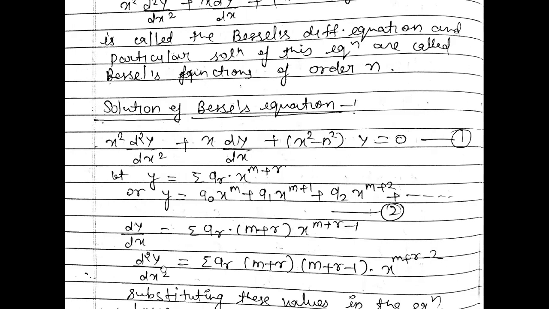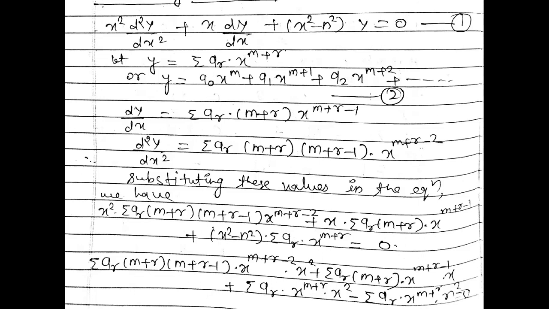Now differentiate again with respect to x. So d2y by dx2 is equal to summation a_r (m plus r)(m plus r minus 1) x to the power m plus r minus 2, right? Now put all these three values in our equation 1. So x squared summation a_r (m plus r)(m plus r minus 1) x to the power m plus r minus 2, plus x times the dy by dx value, and (x squared minus n squared) times the y value, right?